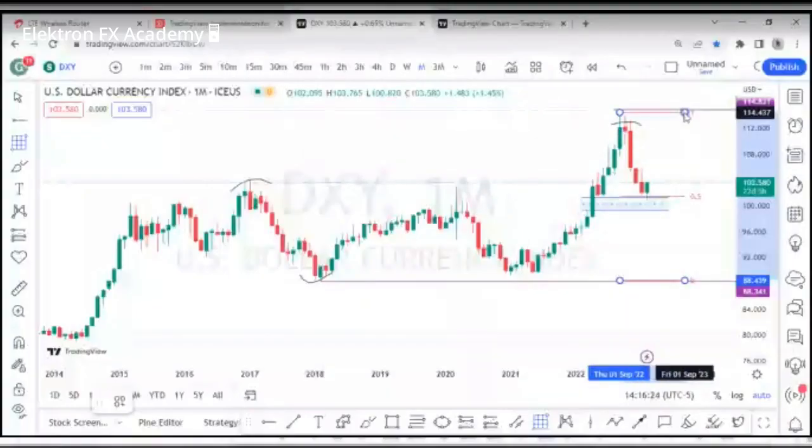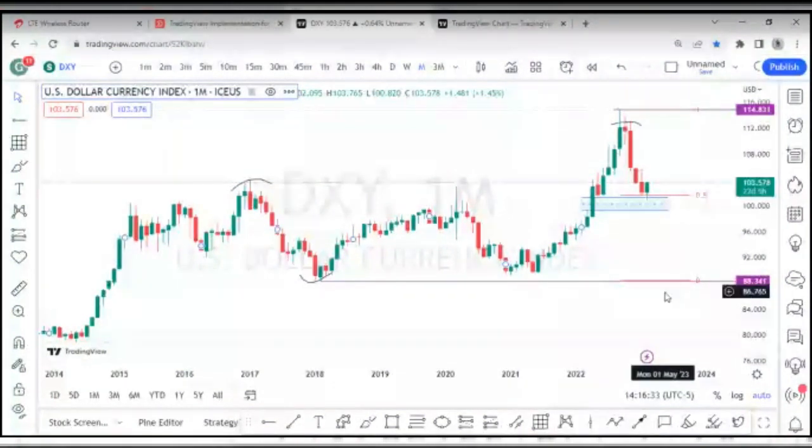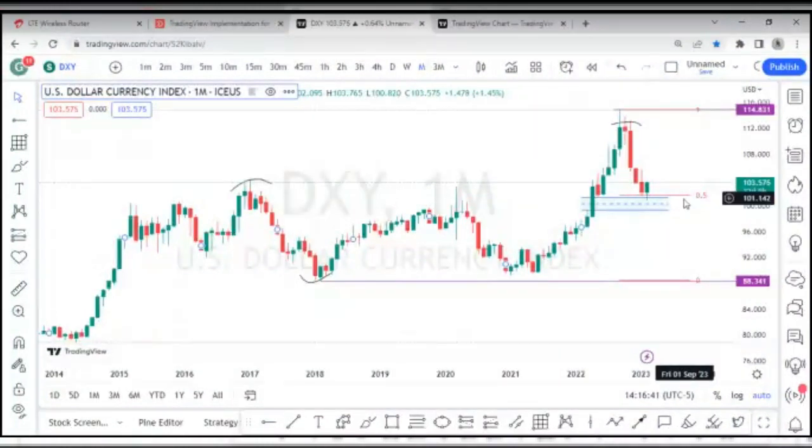You can see how perfectly it came. So price came exactly at the discount array. All right, so that's the discount array. That is the lower portion of the measurement. So my price came to the lower 50%, which is really what I call discount. Right, so we're looking at the discount 50%, and that's what we're playing off.